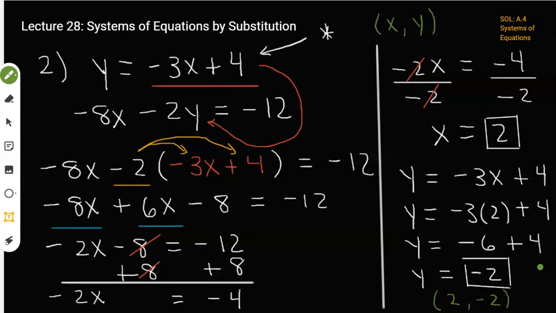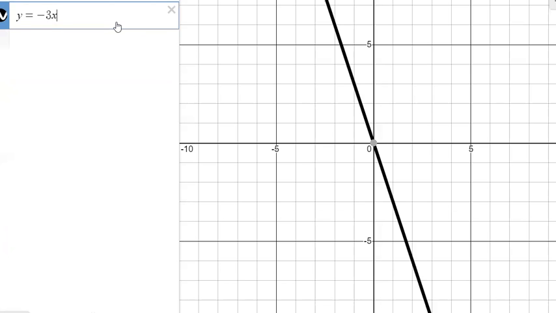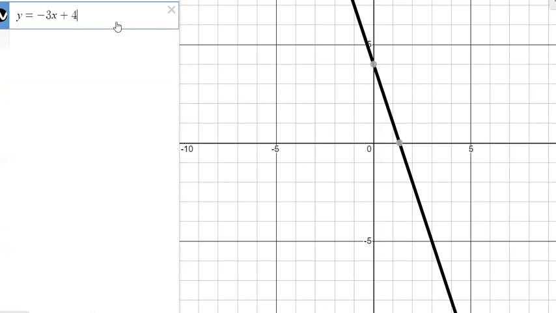Now, what you can do to check your answer is plug these two equations into Desmos and graph them. So that's what I'm going to do now. My first equation was y equals negative 3x plus 4. I put that in on the left side and I get this line.